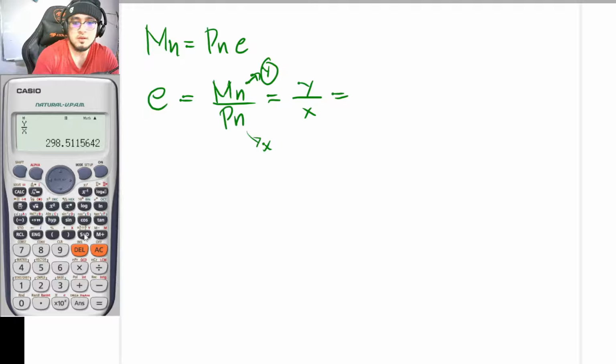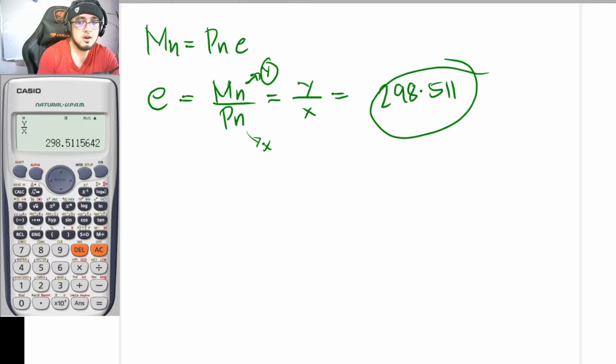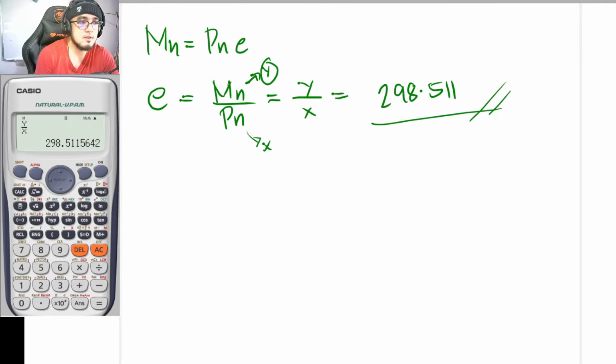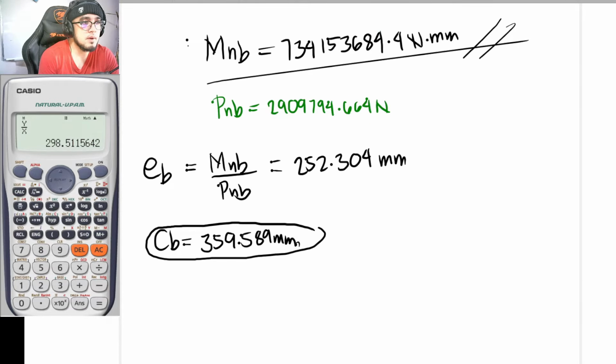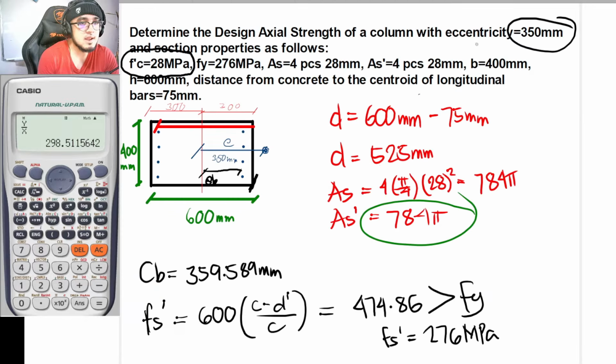So our eccentricity is to be 298.511. So the question, is our assumption correct? As per given in the problem, our eccentricity is to be equal to 350 mm. As you can see, in our assumption we have resulted in an eccentricity of 298, which is very far from 350 mm.